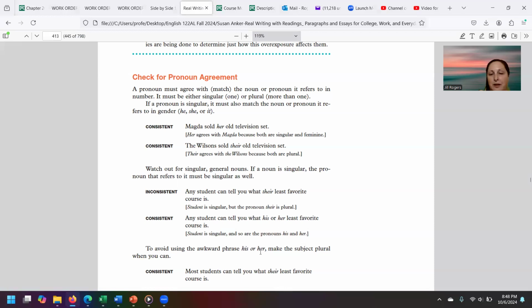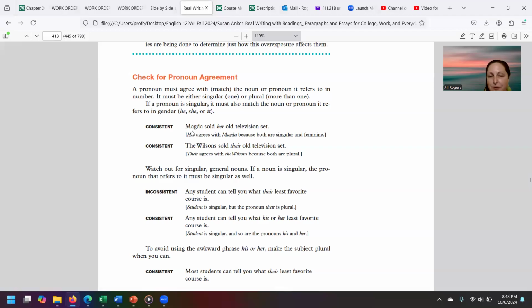So to avoid using his or her, you can make the subject plural. Most students can tell you what their least favorite course is. I kind of like this one too, because you're really talking about the same idea. But if you do have a lot of his or her in your paper, repeating over and over again, it can get kind of clunky, but it's fine to use it now and then. I would just recommend if you see that you're using his or her a lot, or the sentence is really long, you can make the sentence shorter by making the subject plural.